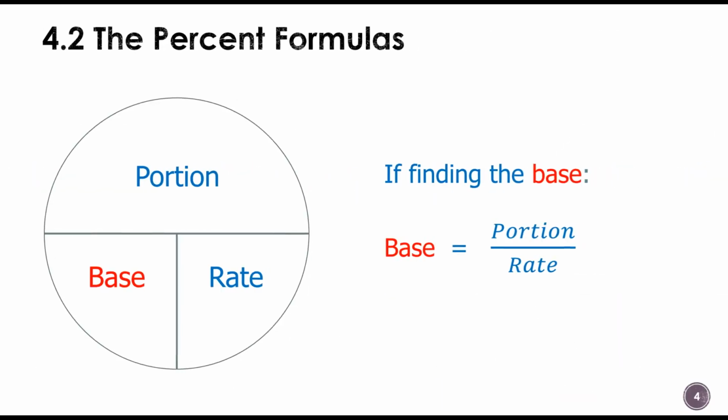If we're trying to find the base, then we're going to take the part we know, the portion, and divide it by the rate, right? Remember, this is going to be our division bar right here. Portion is over rate, so we divide, right? The portion divided by the rate. Okay, so the portion divided by the rate gives us the base, and we can tell what to do just by getting everything put into the circle, and then in this case the base would be a question mark, right?